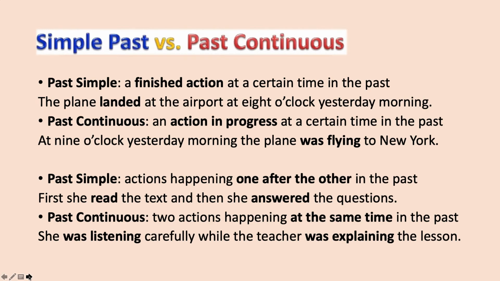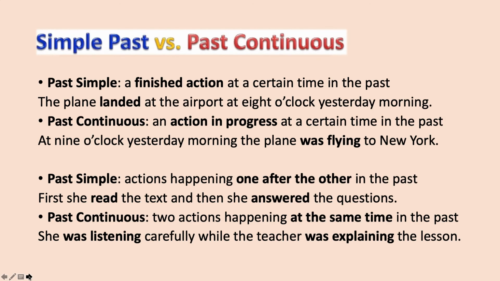Also, we use the past simple for actions happening one after the other in the past. First, she read the text and then she answered the questions. Two actions that happened immediately one after the other. And we use the past continuous for two actions happening at the same time in the past. She was listening carefully while the teacher was explaining the lesson. Now, these are two parallel actions in the past.